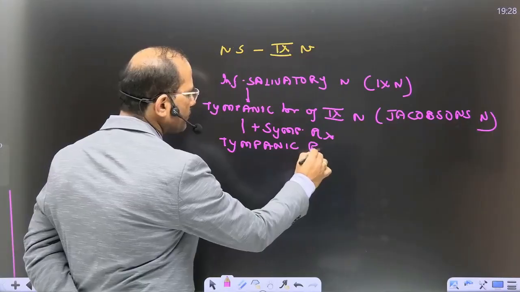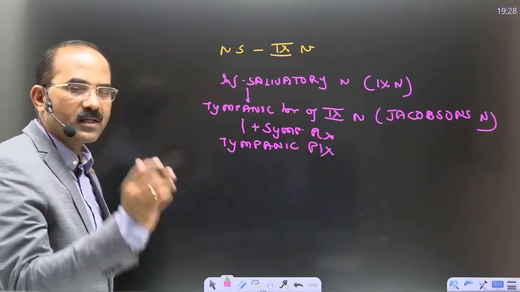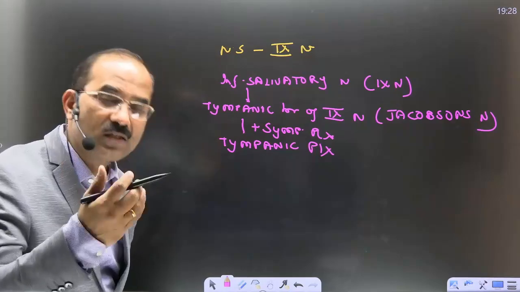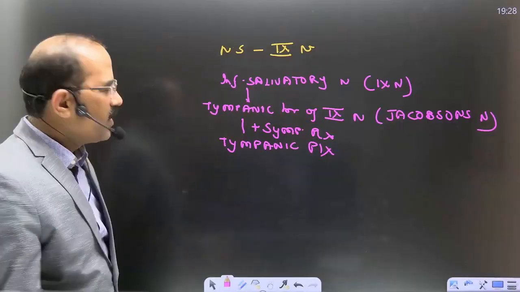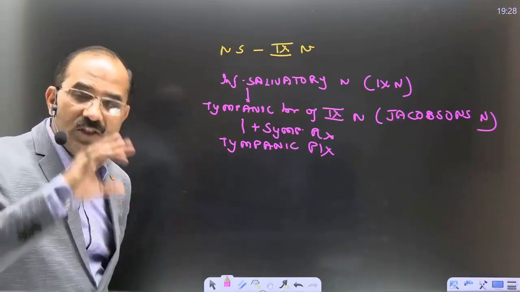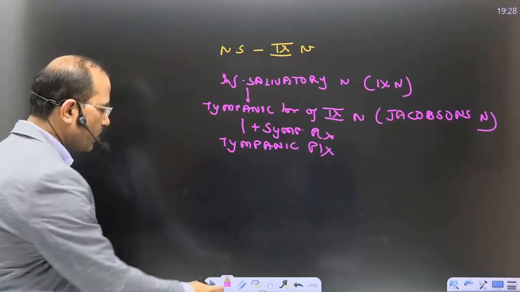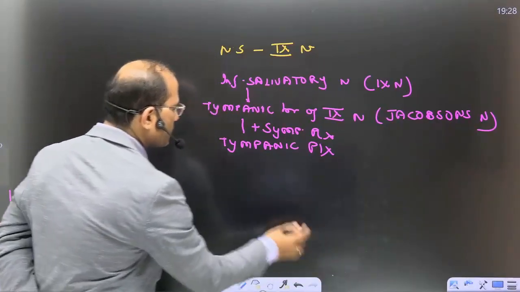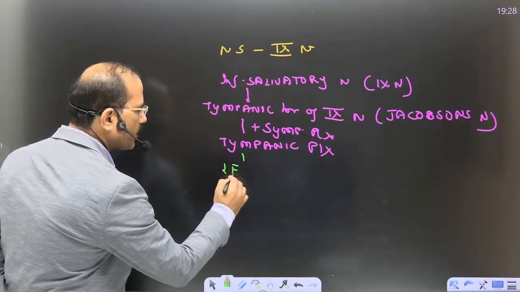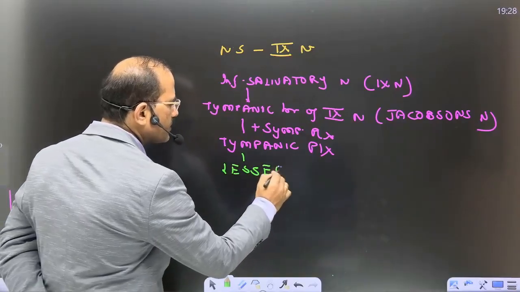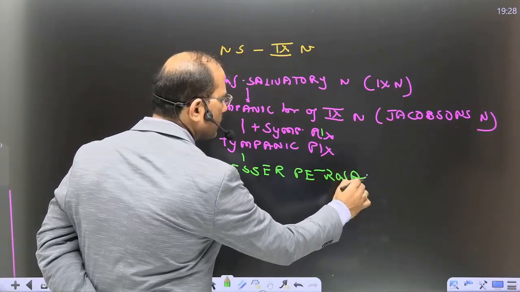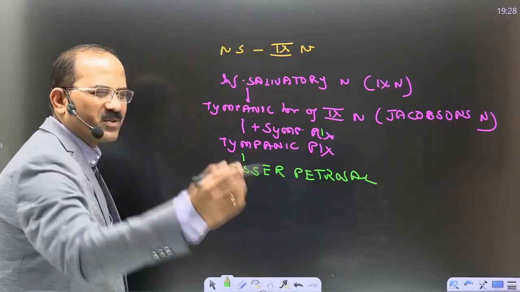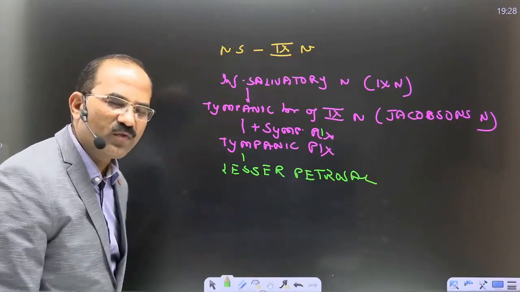plexus. Tympanic plexus. This tympanic plexus lies on the medial wall of middle ear. That is what we call the promontory. From this tympanic plexus, we get a nerve, the lesser petrosal nerve. Now, this lesser petrosal nerve, you used to know, students, gets out through foramen ovale.